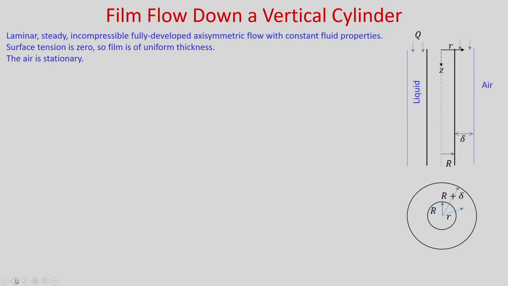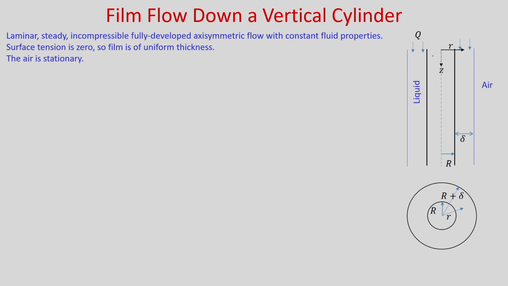Hello everyone. So, in last class we have solved the velocity distribution and the volume flow rate for Hagen-Poiseuille flow. You have learned how to derive the ordinary differential equation from the Navier-Stokes equations using the assumptions. So, today we will also solve two problems, thin film flow and annular flow in cylindrical coordinate. So, first let us consider film flow down a vertical cylinder.